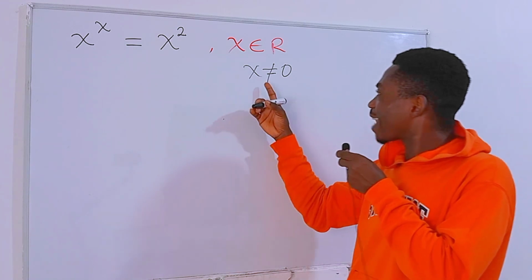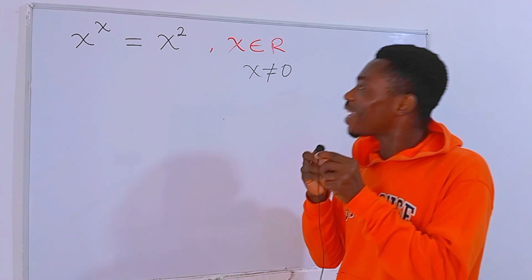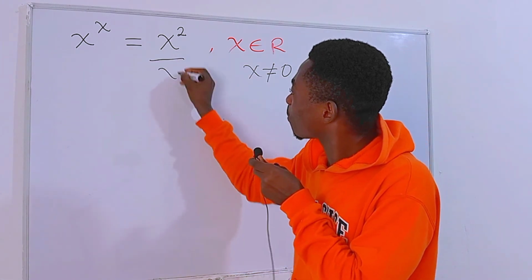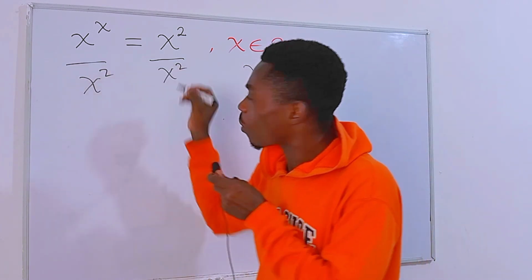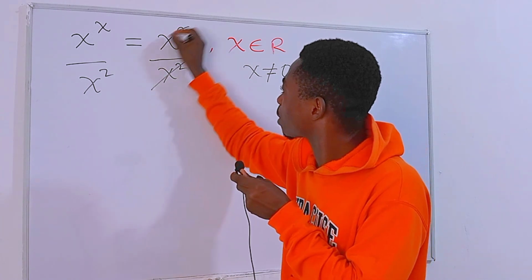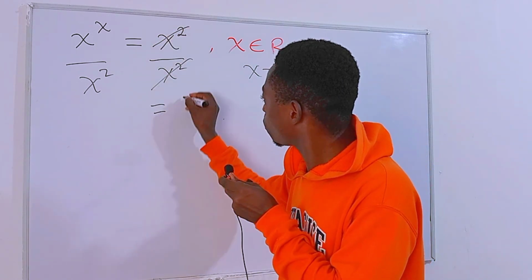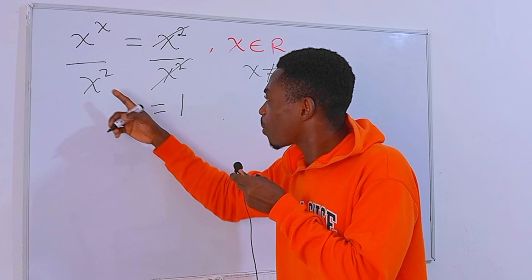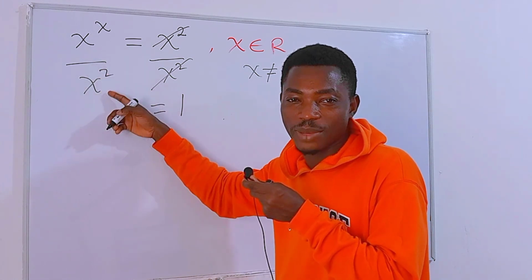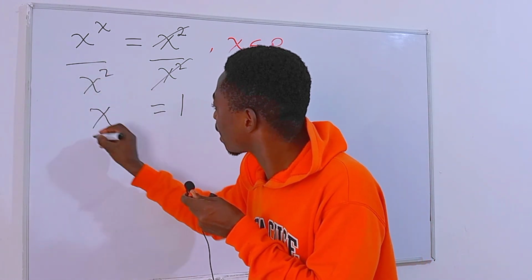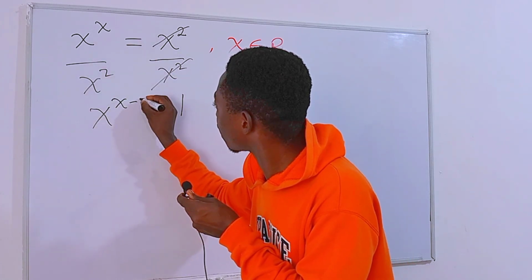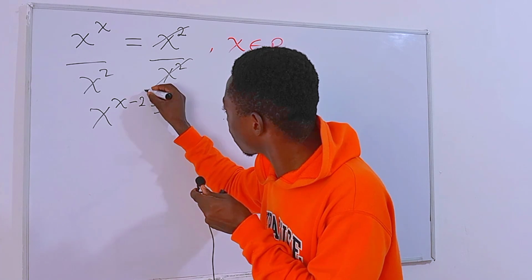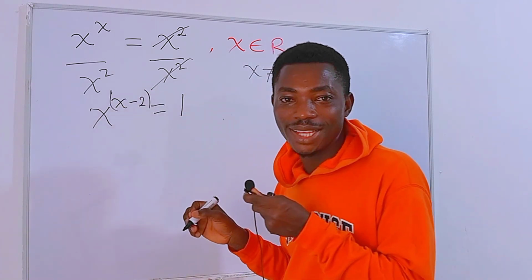So now that we have stated that x is never equal to 0, let's go ahead and divide each side of the equation by x to the second power. Why? Because we just want this to cancel out that, so that on the right we'll be left with 1. And from here we can see that the bases are the same. So we can just write one of the bases and then subtract their powers. And this is going to be x minus 2. Let's put this in parentheses so that it will look nicer.